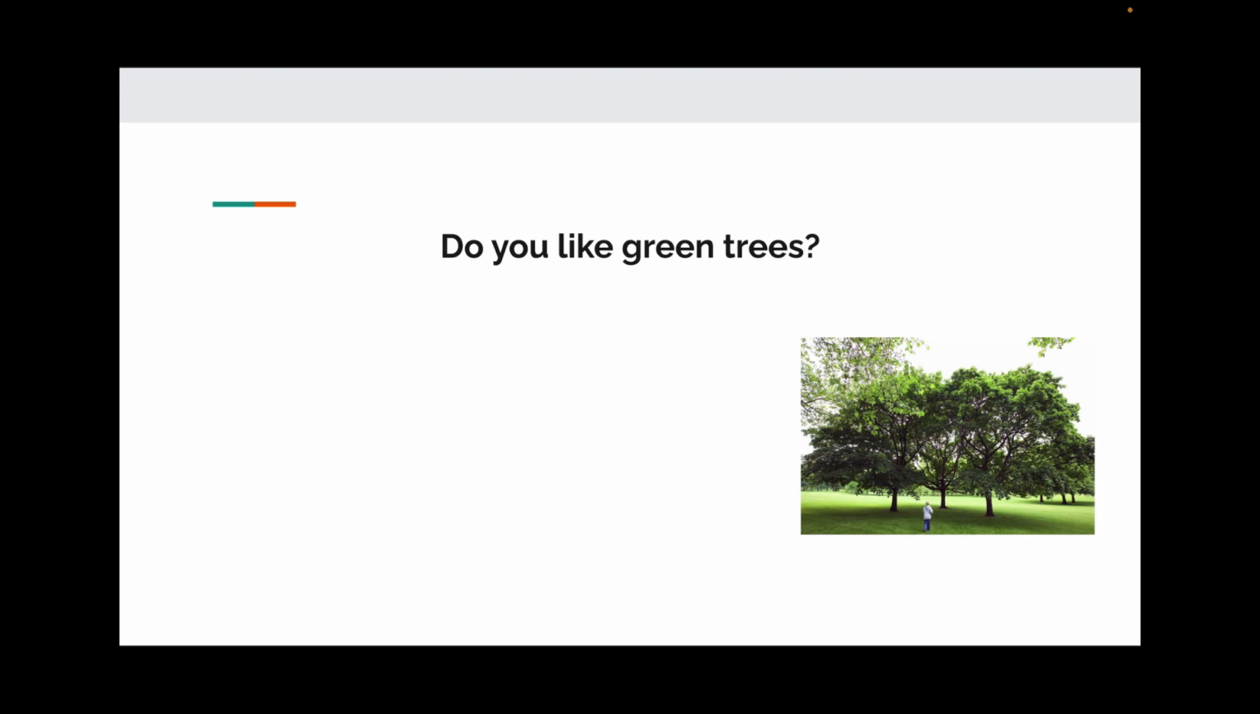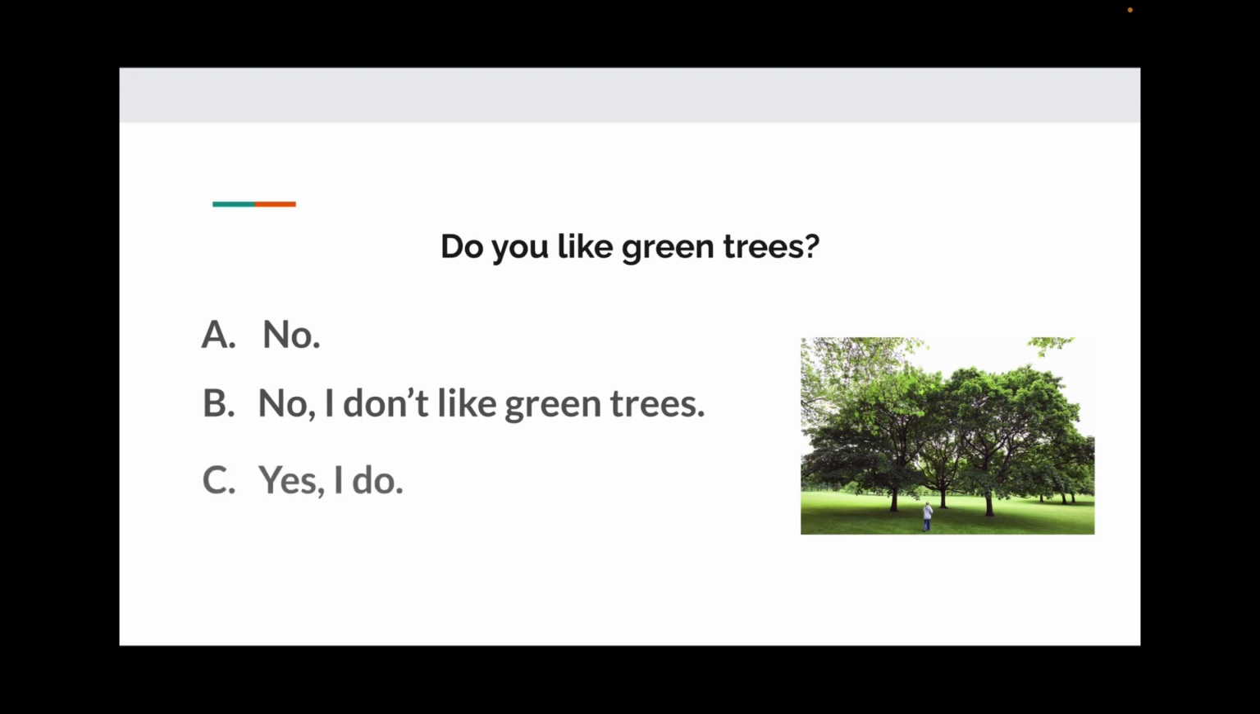Do you like green trees? No. No, I don't like green trees. Yes, I do. I don't know. Which would be the best option or options? Again, feel free to pause if you need to for any of these quiz items.